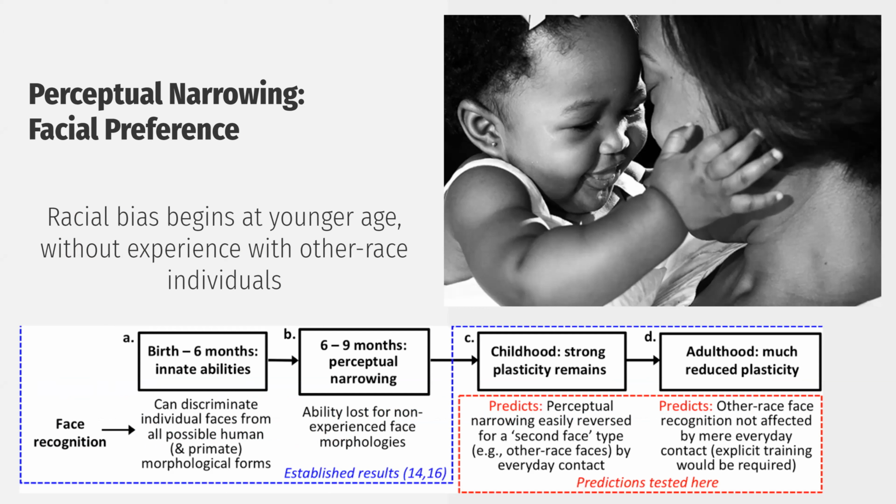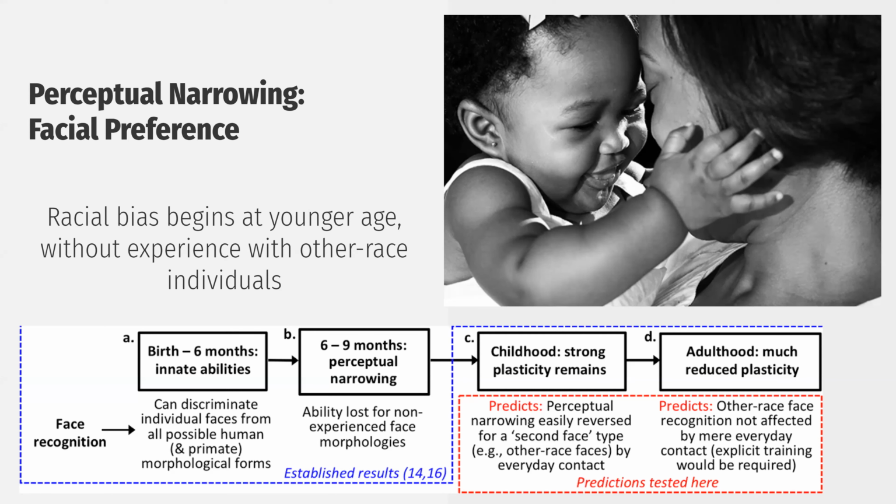So we have this concept of perceptual narrowing, and this is another form of a critical window of vulnerability, where racial bias does begin at a younger age, but only without experience with other-race individuals. From birth to 6 months, infants can identify different facial features in different social categories. They can identify different facial features in different animals even. But by about 9 months, they lose that ability. And they usually recognize differences within their own group if they weren't exposed to others.